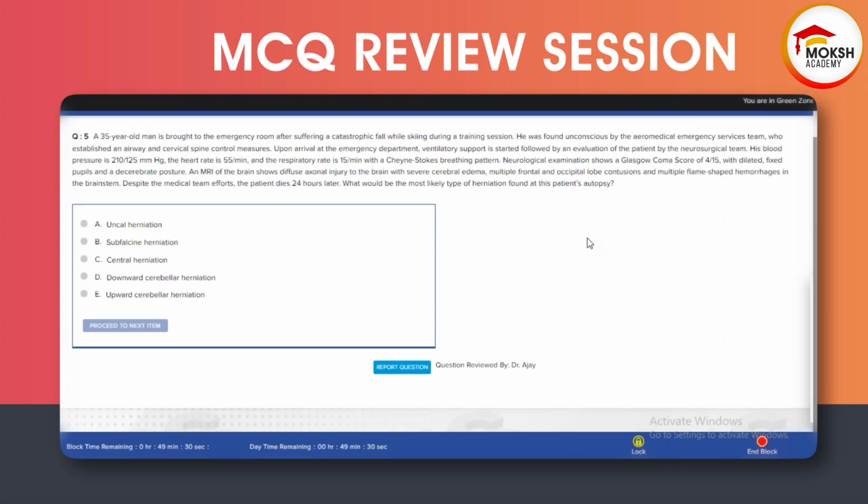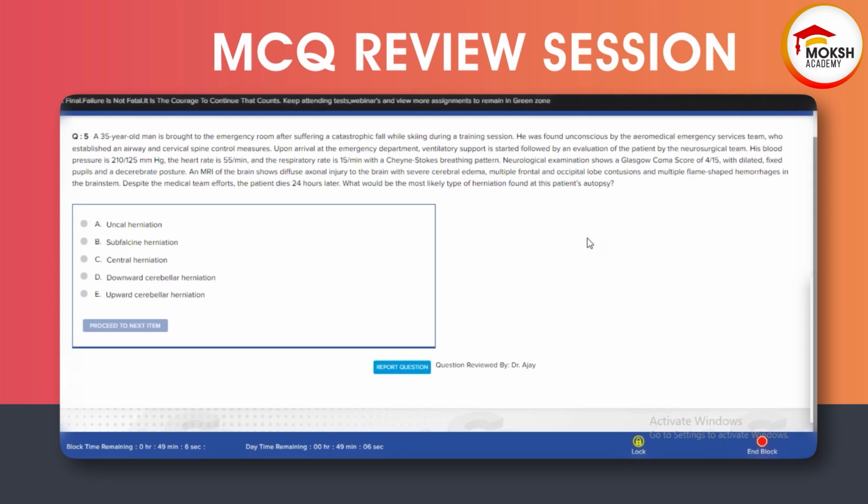Question 5. A 35-year-old man is brought to the emergency room after suffering a catastrophic fall while skiing during a training session. He was found unconscious by the aeromedical emergency service team, who established an airway and spinal control measures. Upon arrival at the emergency department, ventilatory support is started, followed by evaluation of the patient by the neurosurgical team.